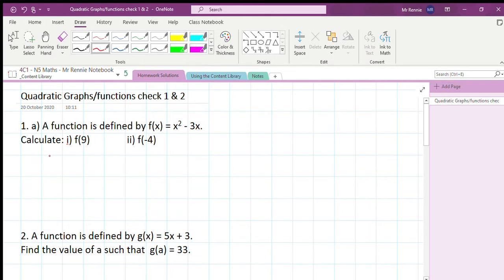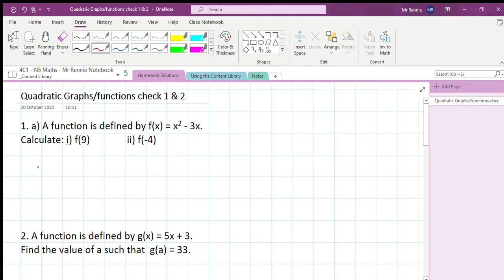Hi all, so today we're going to be going over the quadratic graphs and function check that I gave you recently. You're going to see these questions were asked for you, and I'm going to go over the solutions so that you can check your answers with them.